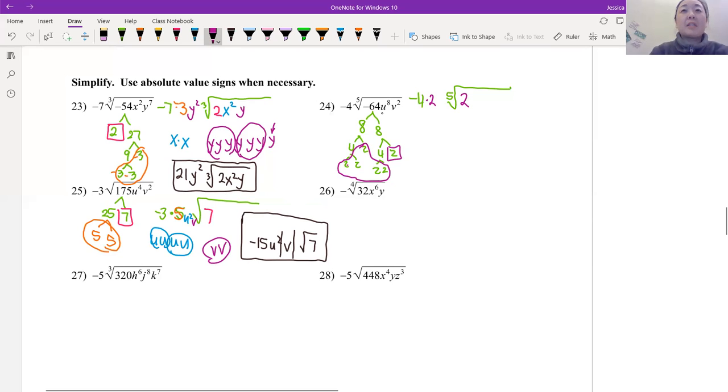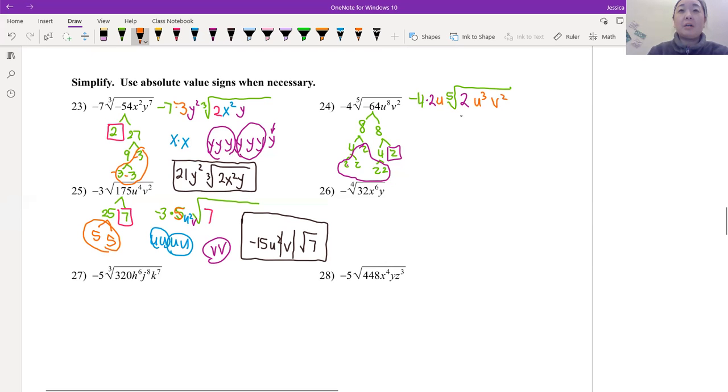And then I'm going to look at the u. I'm looking for groups of 5. So I know there's 8. Basically I could go 8 divided by 5, which is just 1. So I could take out a u. How many do I have left over? 3. And I'm not going to get a group of 5 from there. So that's just going to be v squared.